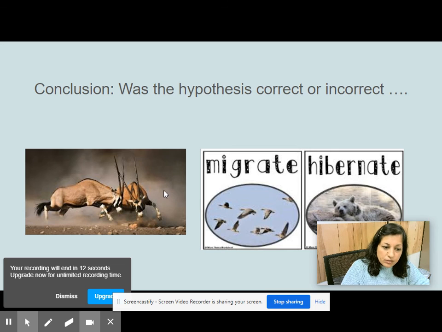An important thing to note is that with fight or flight, you can either fight, or animals tend to run away by migrating or hibernating because they cannot fight nature.